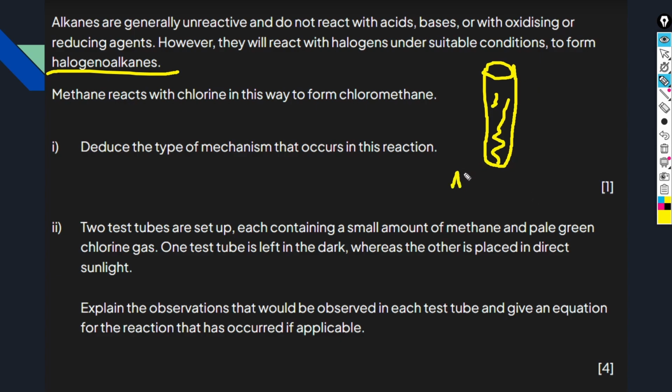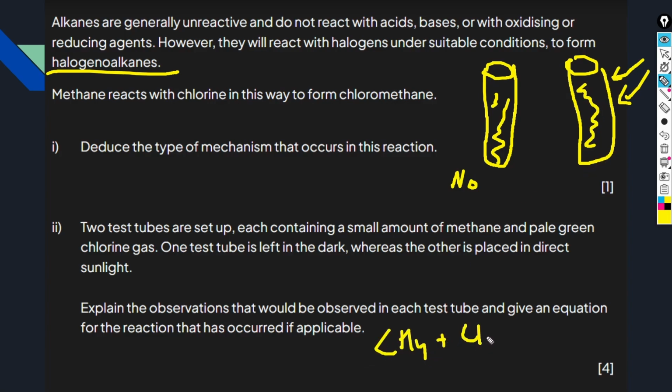So what would be the observation here? No observation, or the color would stay pale green, pale yellow. This is because we need UV light for a reaction to take place. And now the container which contains the chlorine as well as receiving sunlight, so UV light, will undergo free radical substitution. So the reaction would be CH4 plus Cl2 to form chloromethane, CH3Cl, as well as HCl. And the color will turn colorless as chloromethane doesn't have any color.